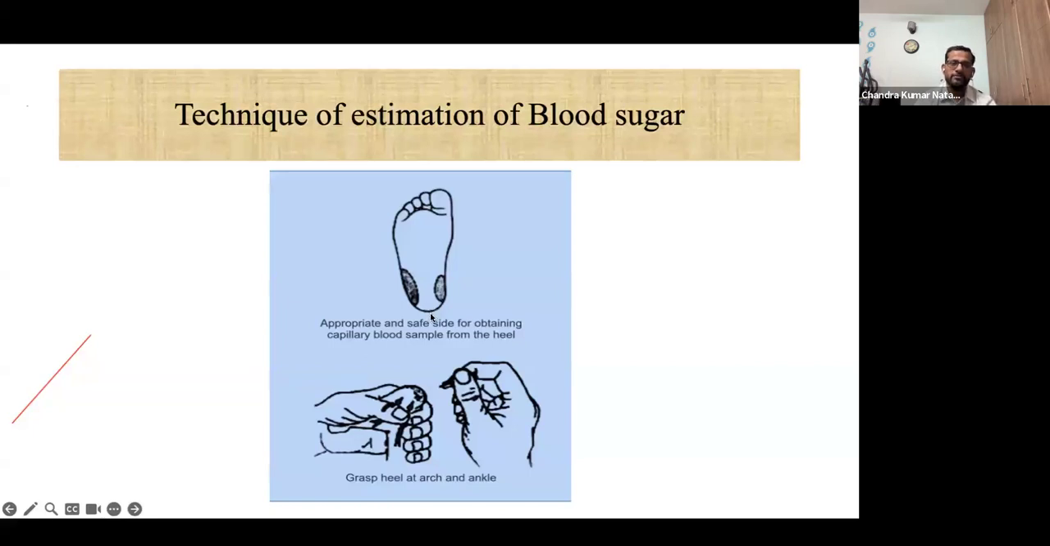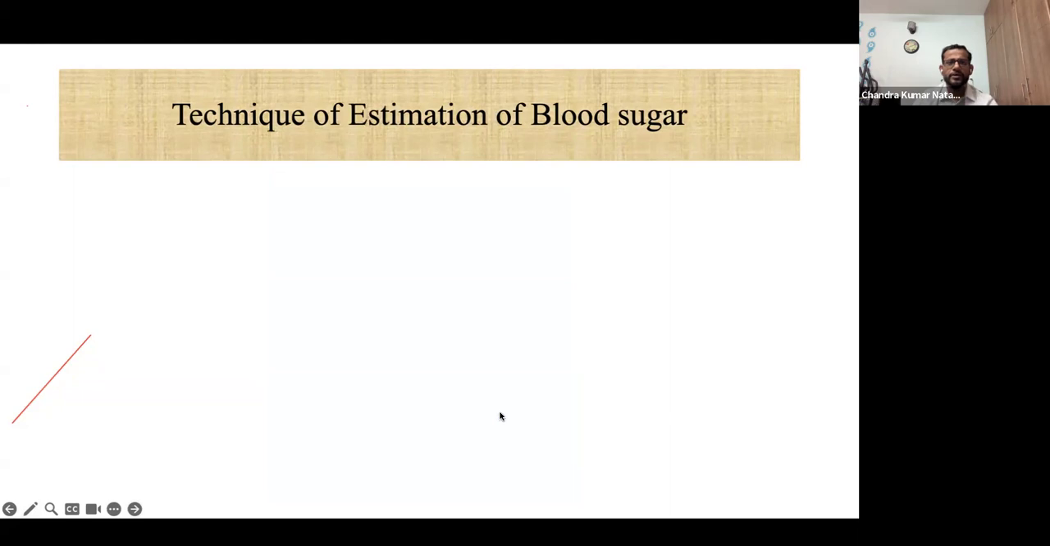Next, you may introduce infection into the heel of the baby, which can even lead to calcaneal osteomyelitis. So choose these two areas, either on the medial side or on the lateral side, which have high vascularity. You can grasp the heel like this at the arch and near the ankle and then prick.